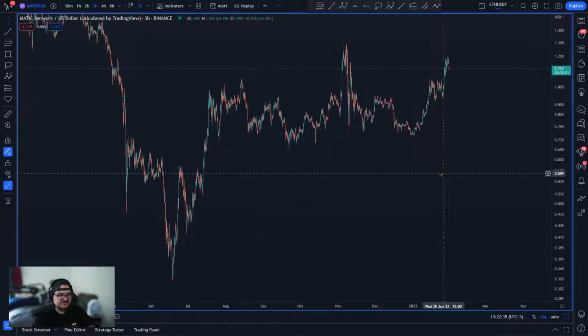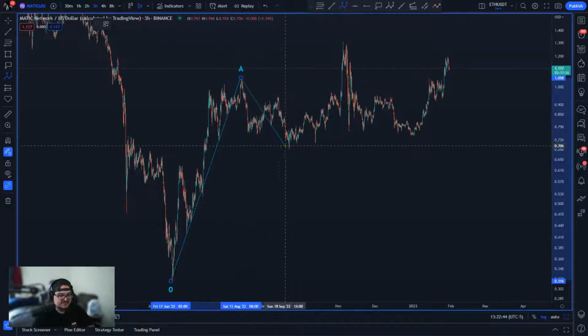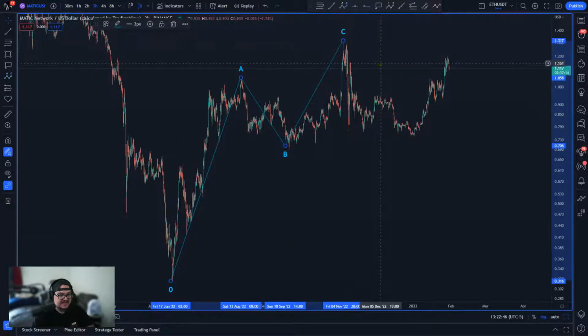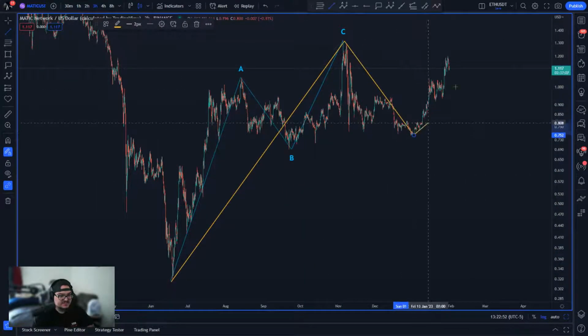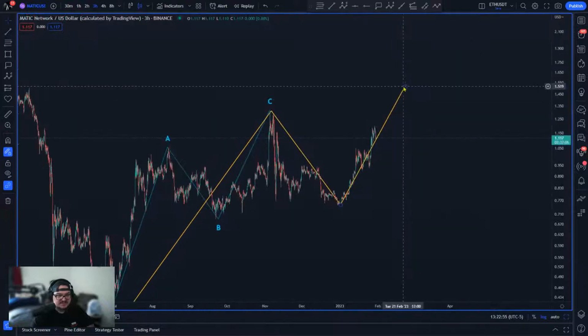All right, let's just go over this area of price action here. If that is the case, we are looking for a reversal here. Another possibility of what could be happening is maybe this is just a larger A to a B to a C. Absolutely could be in the cards.